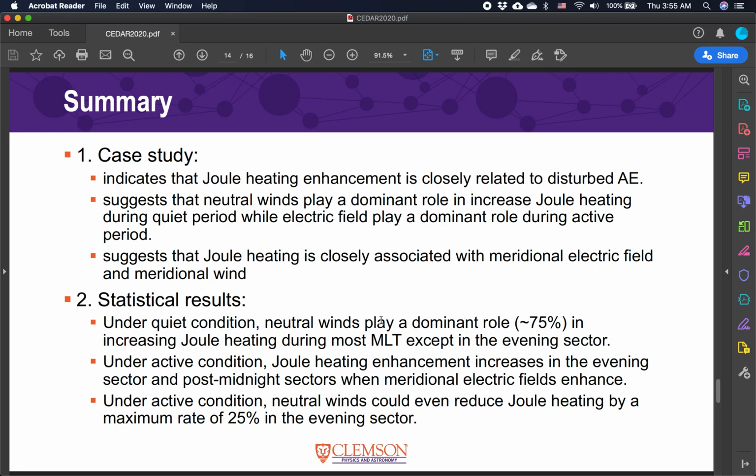Our statistical results indicate that under quiet condition, neutral winds play a dominant role in increasing Joule heating during most MLT, except in the evening sector. Under active condition, Joule heating enhancement increases in the evening sector and post-midnight sector when the meridional electric field is enhanced. Under active condition, neutral winds could even reduce Joule heating by a maximum rate of 25% in the evening sector.